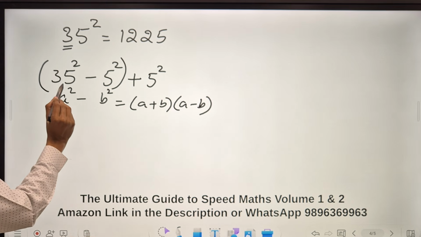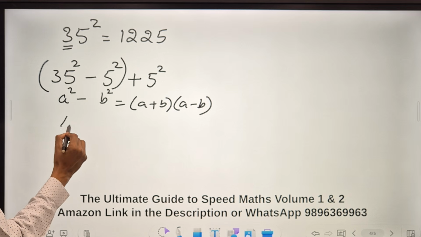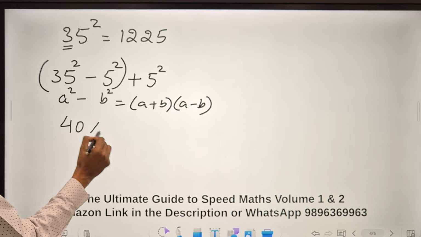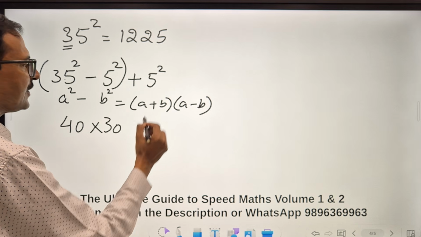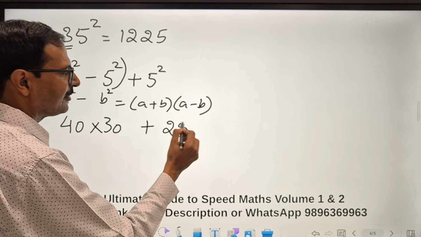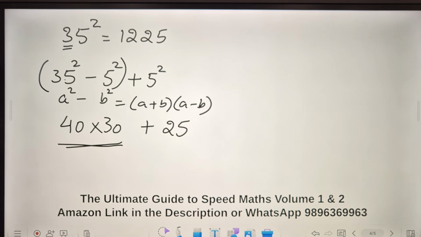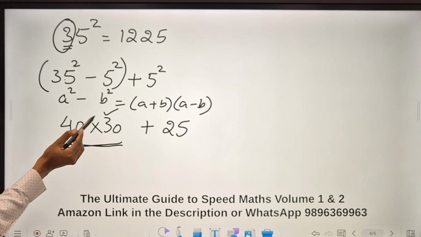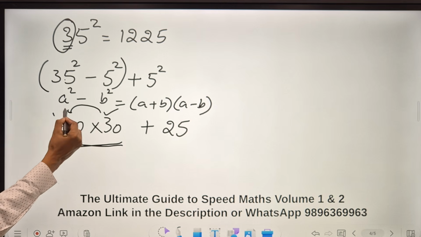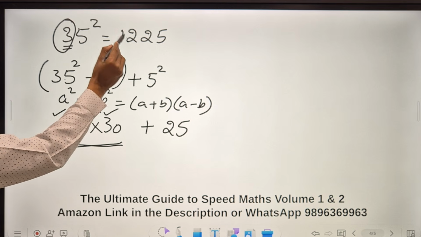So when you add 35 and 5, you get 40. And when you subtract 5 from 35, you get 30. And then you have plus 5 square, which is 25. Now see what happens here. We had a 3 here, so we got a 3 here. And the next number 4 here, this is what we were doing, 3 times 4.